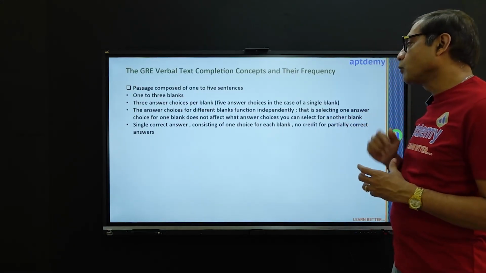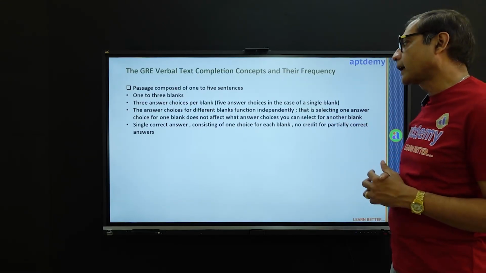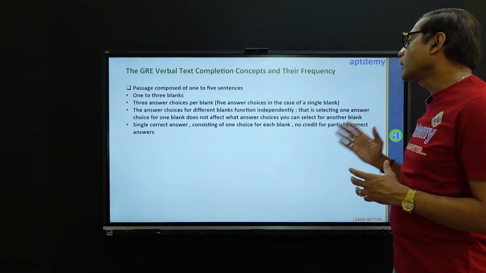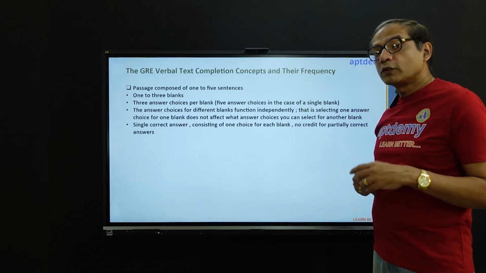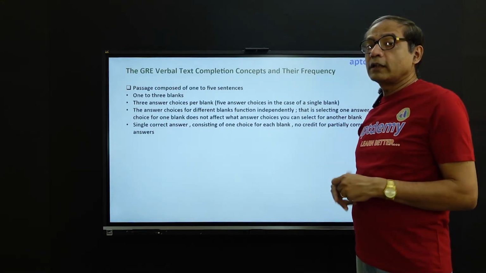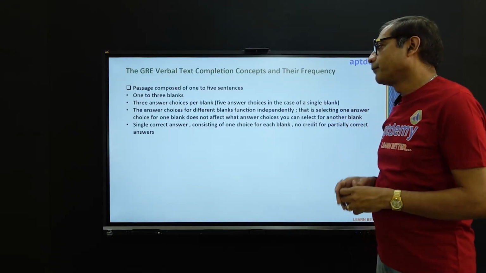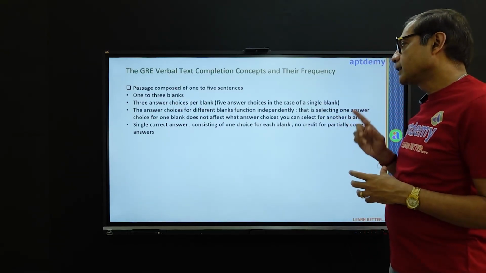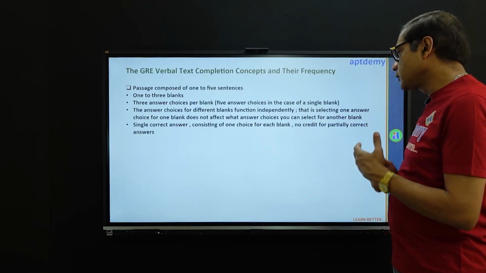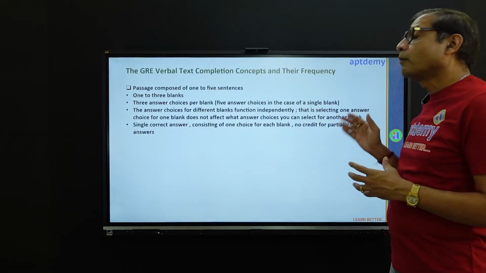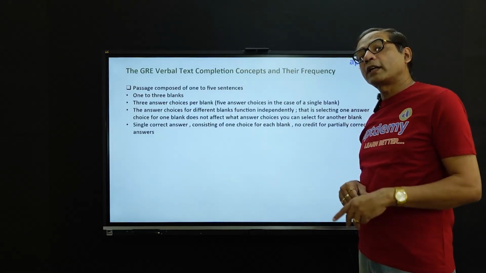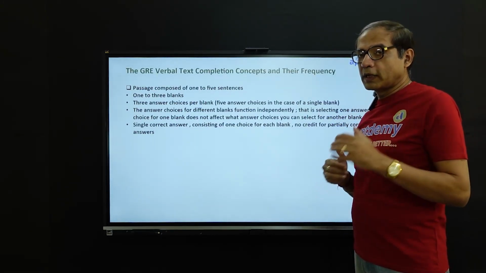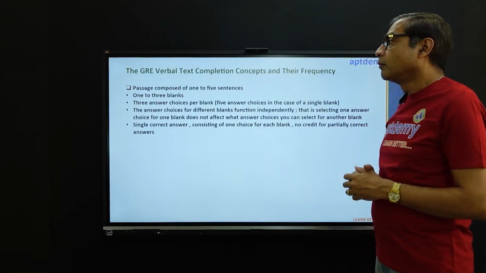That is, selecting one answer choice for one blank does not affect what answer choices you can select for another blank. That means you have to get all the blanks right to get your credit points. Single correct answer consisting of one choice for each blank. No credit for partially correct answers. So you need to get all the 3 blanks right to get 1 credit. You won't be getting any partial credit. Moving on.